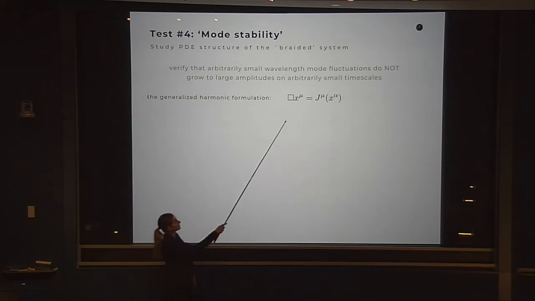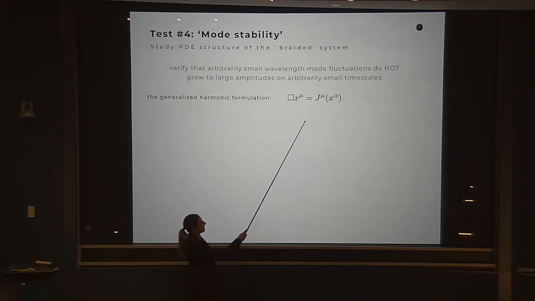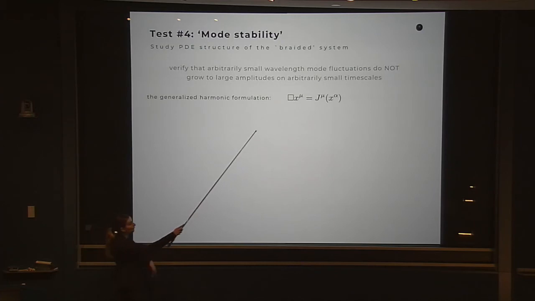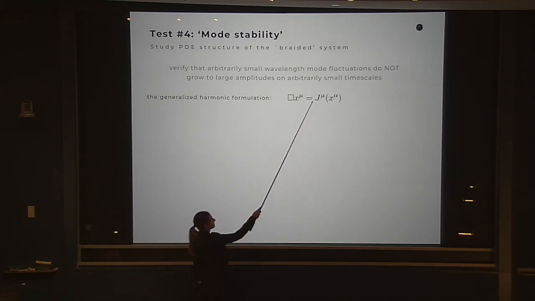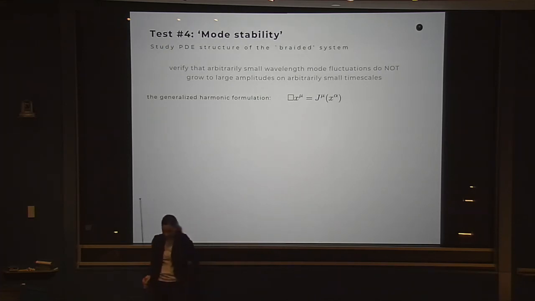Now, the defining feature of this formulation is that you require the coordinates to obey themselves a wave equation, and here the J mu, what I will call J mu, is the so-called harmonic source function. In four space-time dimensions, you have four such source functions. You can think of this as either a vector-like equation or four scalar equations.